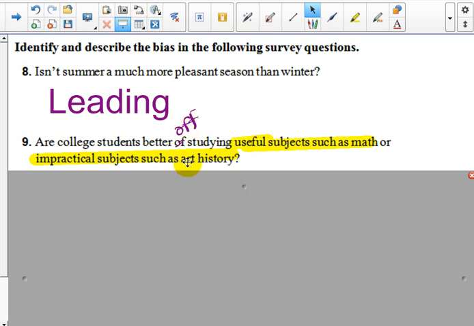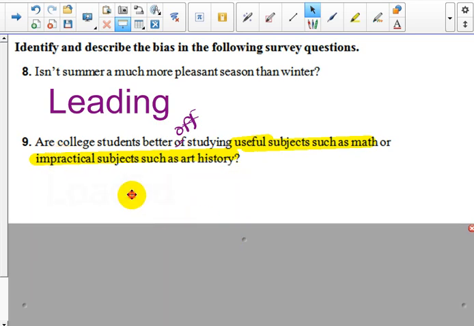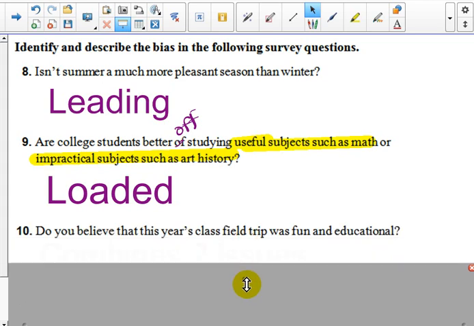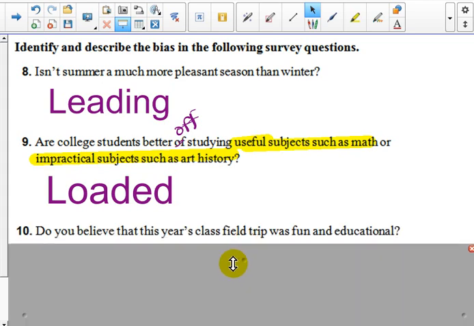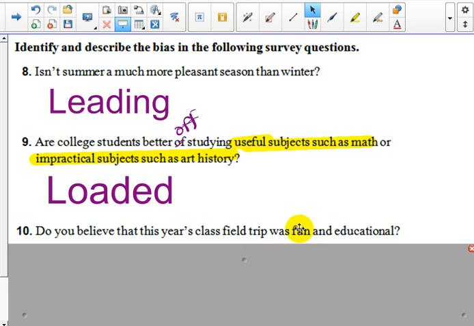I seem to think art history is very important and definitely not impractical. Art history, I wish everybody would have to take, but definitely a loaded question. Those adjectives are just nasty in a survey. All right, do you believe that this year's class field trip was fun and educational? Combined, because you're asking them, was it fun? It could have been just fun but not educational, and it could have been educational and not fun. But they're saying fun and educational, so it is combining two things.